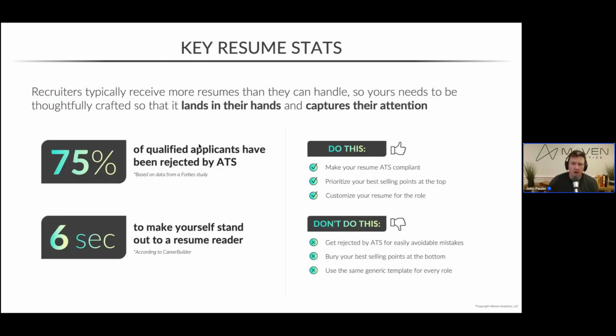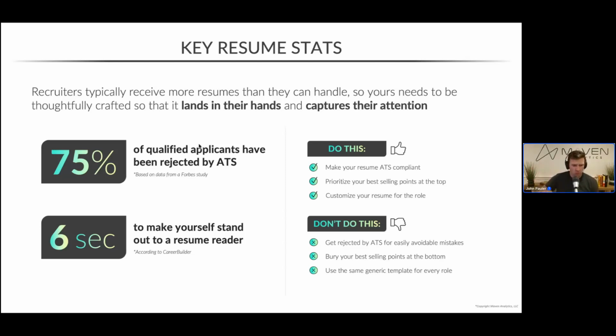So there are a couple of really interesting stats here. One is that 75% of qualified applicants get rejected by an applicant tracking system, or the ATS. So that's because they have poor formatting on their resume, or they didn't use the right words that they could have. But that stat from a Forbes study is saying that almost everybody, it's 3 out of 4 people, get filtered out by these automated systems just because they don't understand the system and they're not doing their resume in an ATS compliant way. So that's really huge.